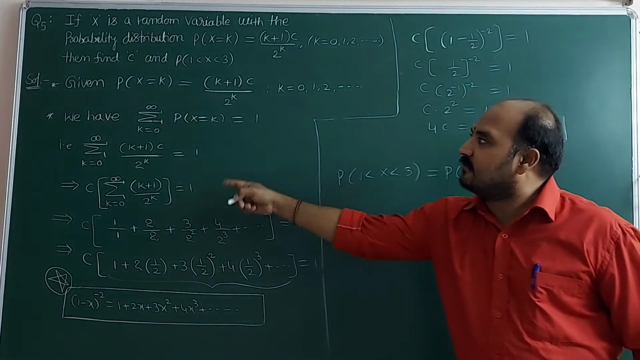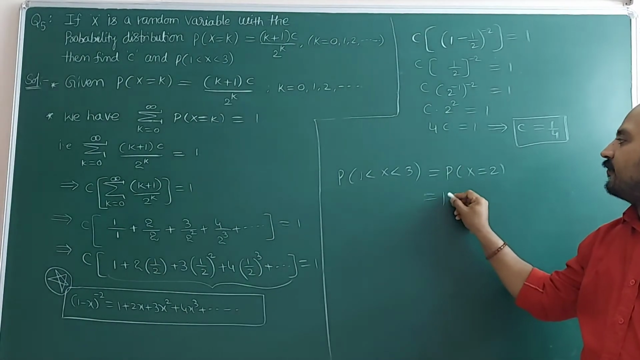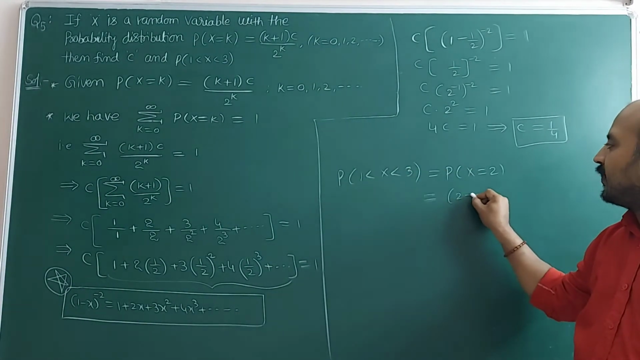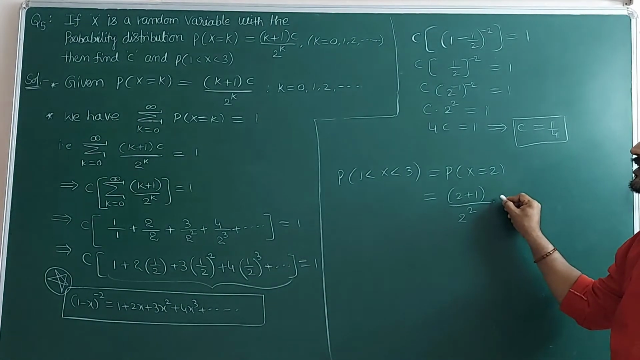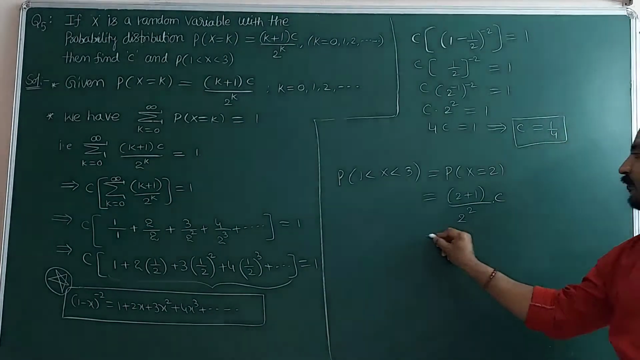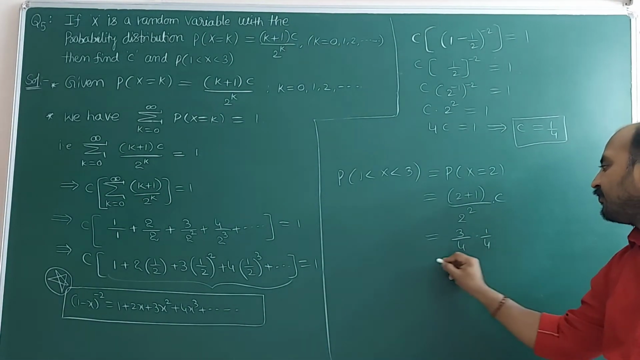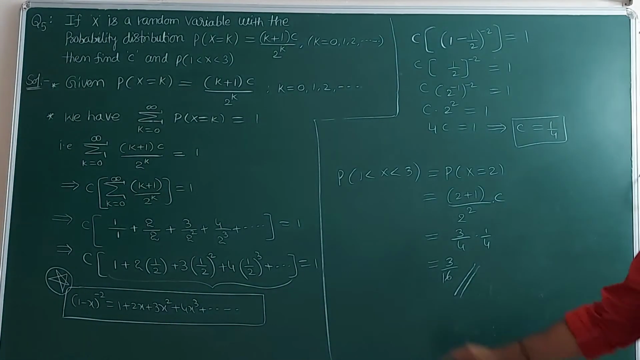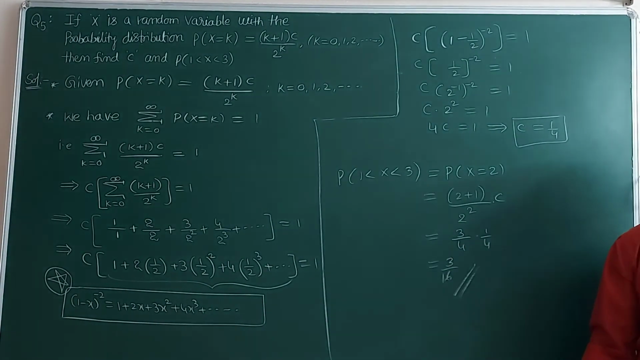So in this, wherever k is there, replace with 2. So P of x is equal to 2 means in place of k substitute 2. 2 plus 1 divided by 2 power 2 into c. What is c value? 1 by 4. So 3 by 4 into 1 by 4, that is equal to 3 by 16. The value of P of x less than 3 is 3 by 16.